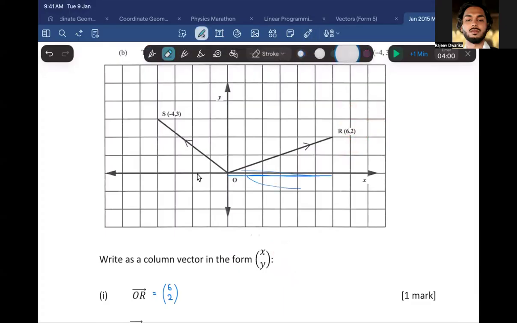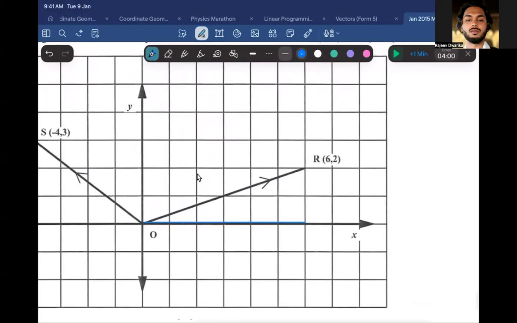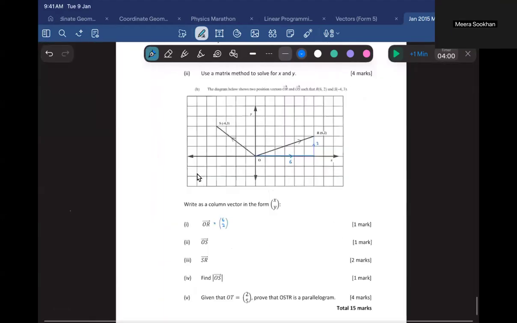Majority of vectors are straightforward. And Mira, if you wanted to understand it on the graph, if you want to go from O to R, you have to move 6 to the right and then 2 up. Yes. So 6, 2. Great.